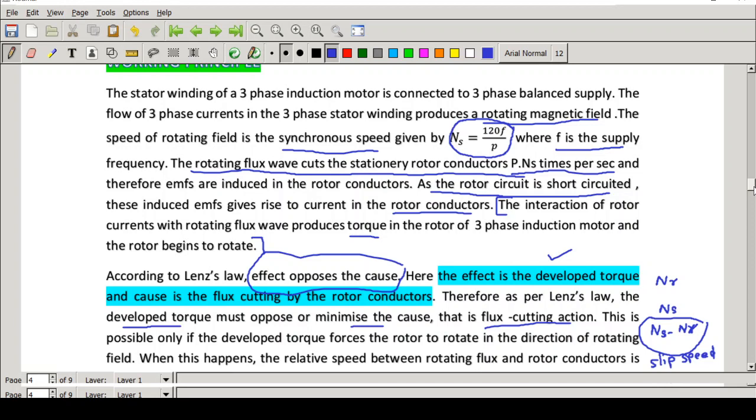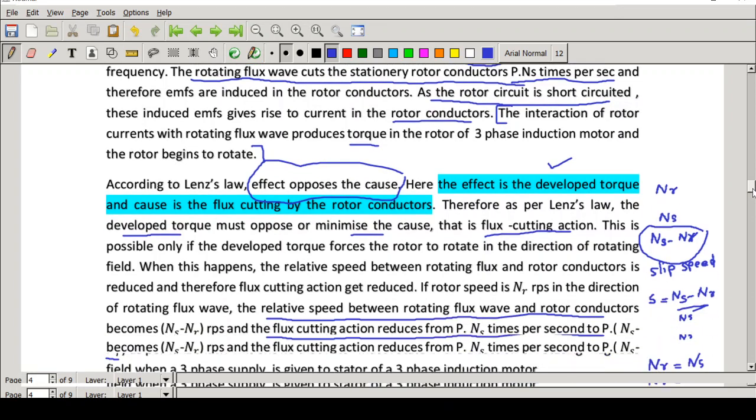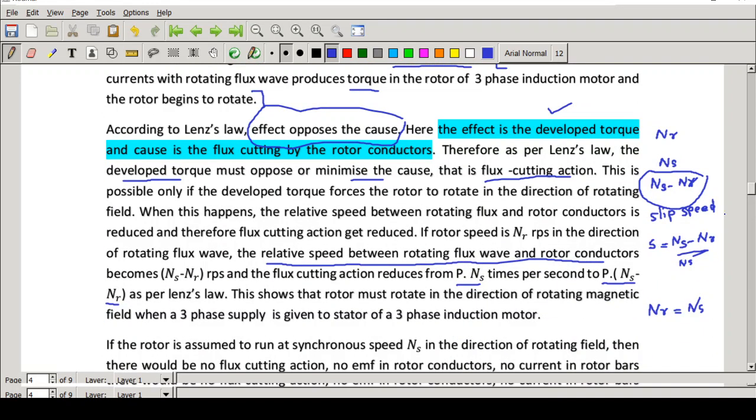But the rotor speed can never become the same as the synchronous speed, because if it becomes the same, the relative speed becomes 0, and thereby there will not be any flux cutting action, and the rotor will come to a standstill. Now the slip is defined as the ratio of the relative speed or slip speed to the synchronous speed.